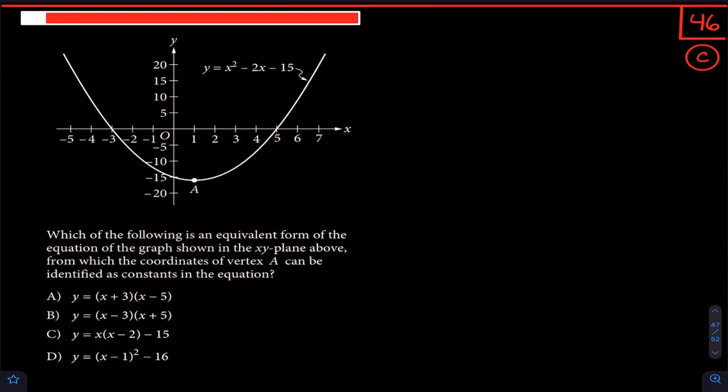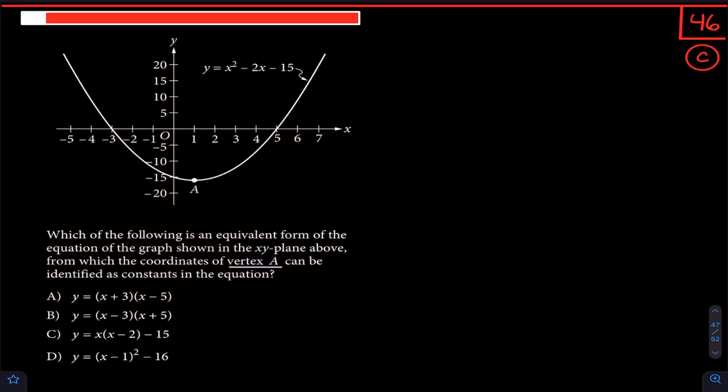We start with problem 46, and this problem gives us a parabola, and it says, which of the following is an equivalent form of the equation of the graph shown in the xy plane above, from which the coordinates of vertex A can be identified as constants in the equation? That paragraph was one sentence. Okay, so anyways, what are we trying to do here? We're trying to find what equation will allow us to see the vertex.